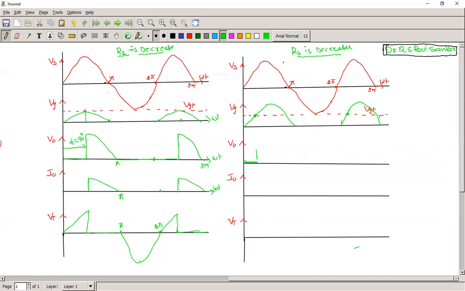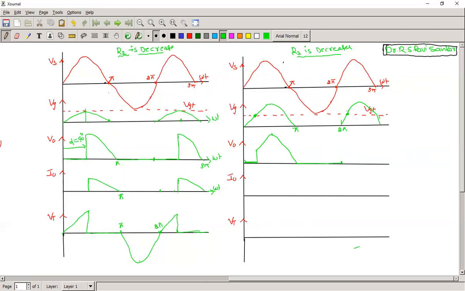At this point, the SCR is on. Once the SCR is on, the output voltage follows the input voltage from this point up to pi. We take up the same magnitude, same waveform up to here. Again, from pi to 2 pi, the SCR is in reverse bias. So in off state, the output voltage becomes 0 up to 2 pi.